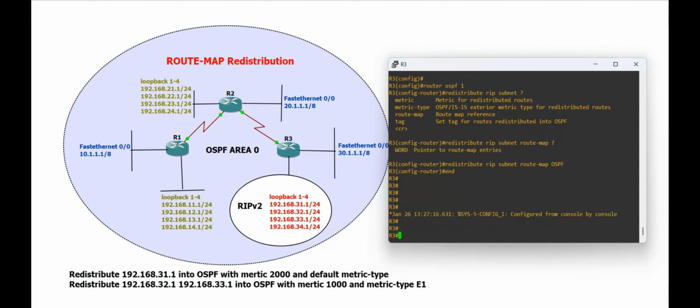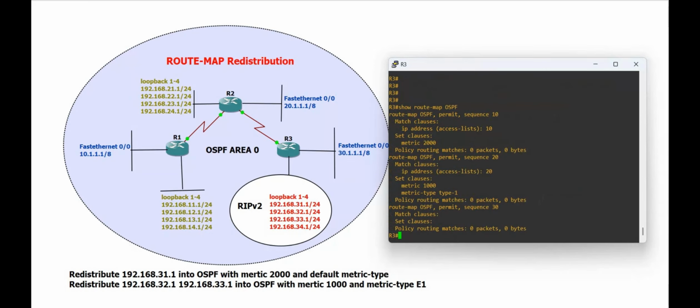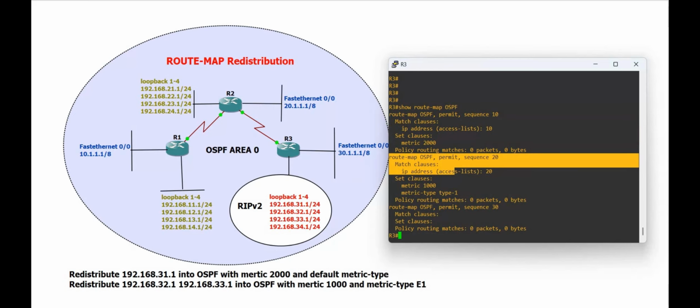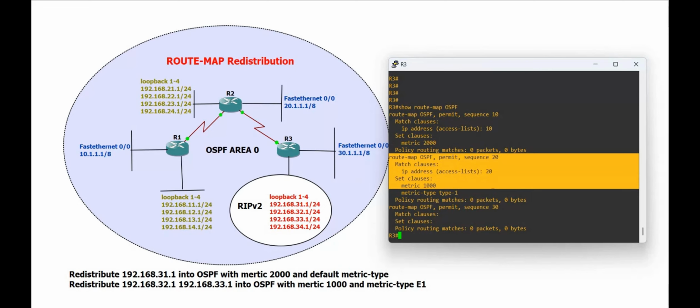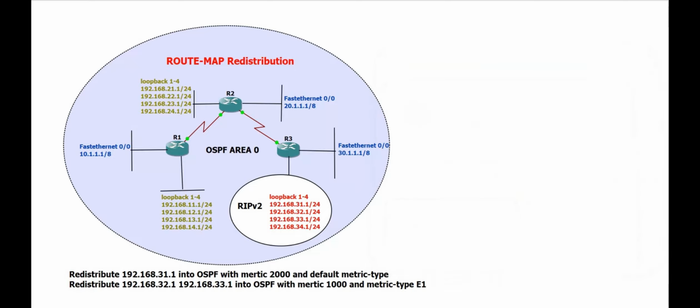Now let's verify. Show route map, the name OSPF. You can see over here for the access list 10, the metric is 2000, and for the 32 network, the access list 20, the metric is 1000, and the metric type will be type 1, and the rest of the networks will go by default. Now let's verify on router 1.